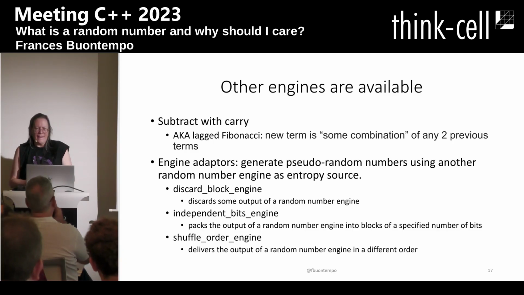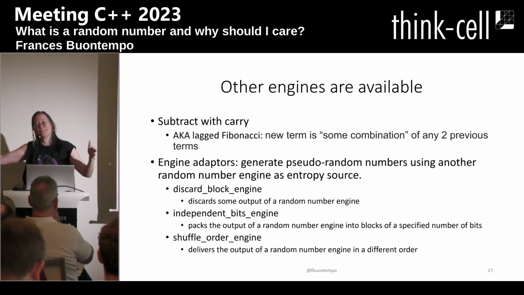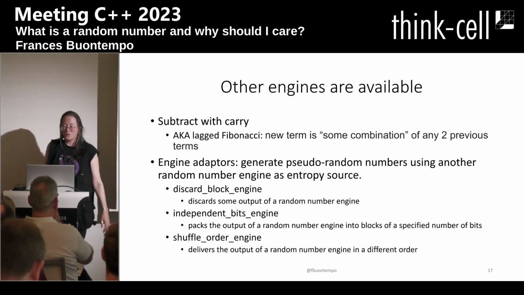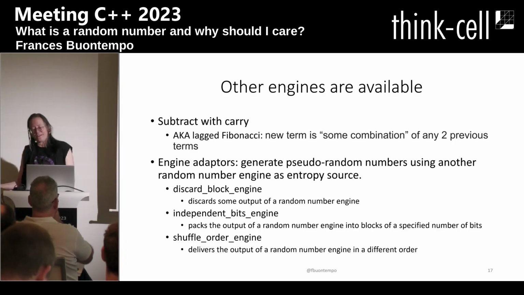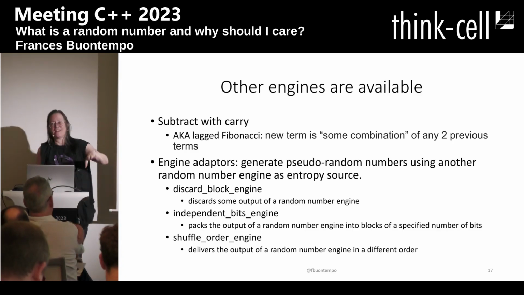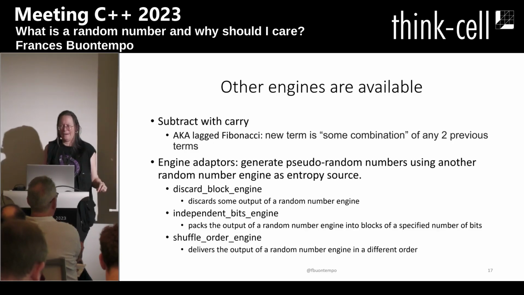So there's several. The Fibonacci one uses the last 2 values and combines them. So that takes much less state, but then it does repeat more quickly. But it might give you a bit more than the linear congruential one. And you can mess around, you can discard some of it, you can shuffle things round. Those are all the engine adapters. So having picked an engine, you can then do other things with it to make it even more random.